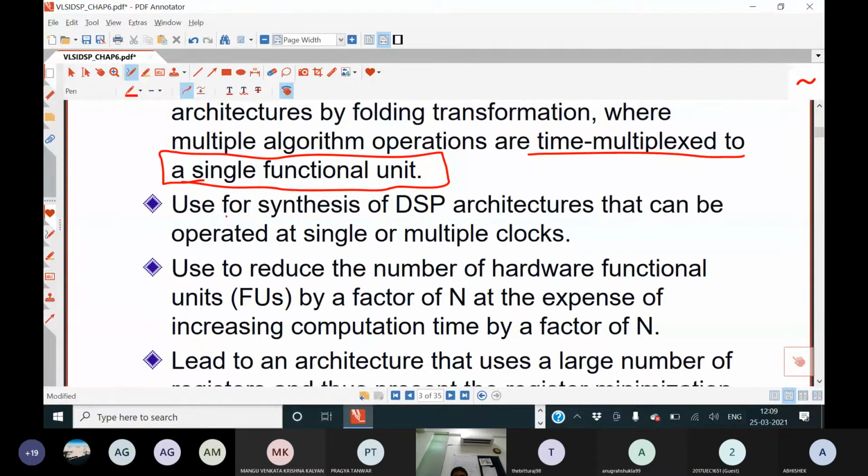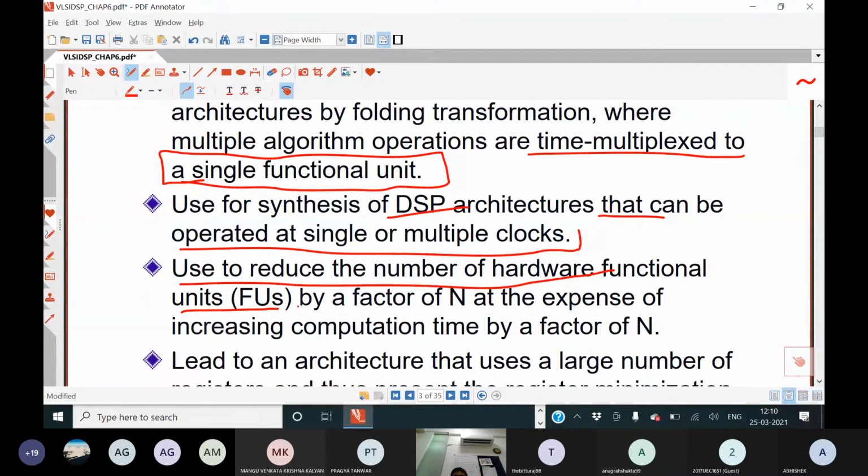So folding is applied in a DSP architecture that can be operated in a single or multiple clock cycles. Similar functionality you can apply in a single clock cycle or multiple clock cycles, depending upon your functionality. It helps to reduce the number of hardware functional blocks. Ultimately we want to reduce the number of functional blocks in order to reduce our area, and for that folding is used.